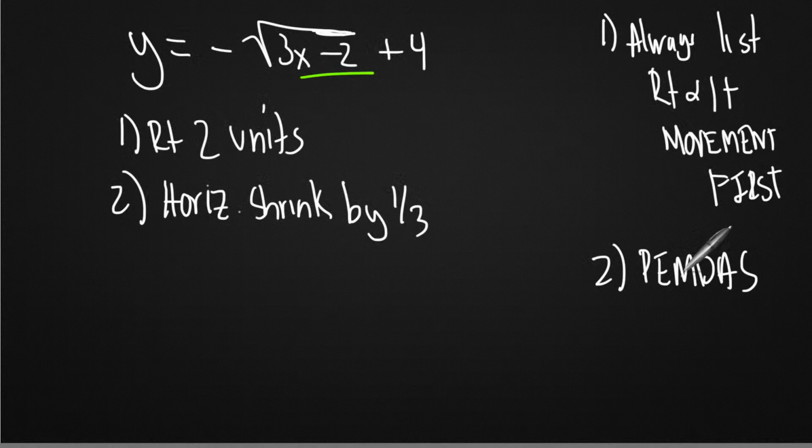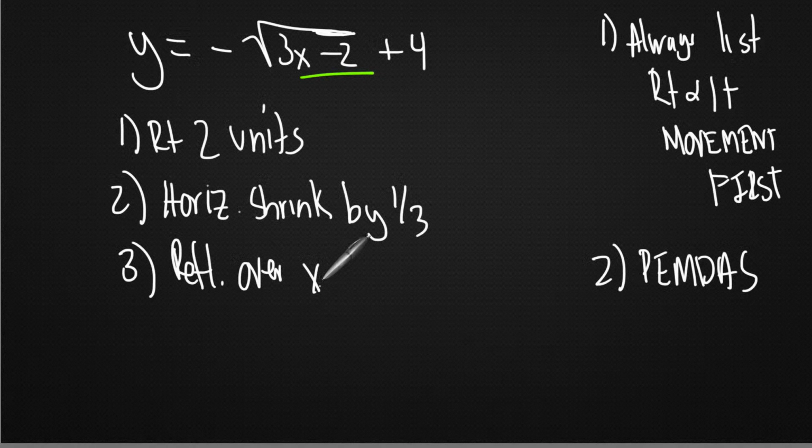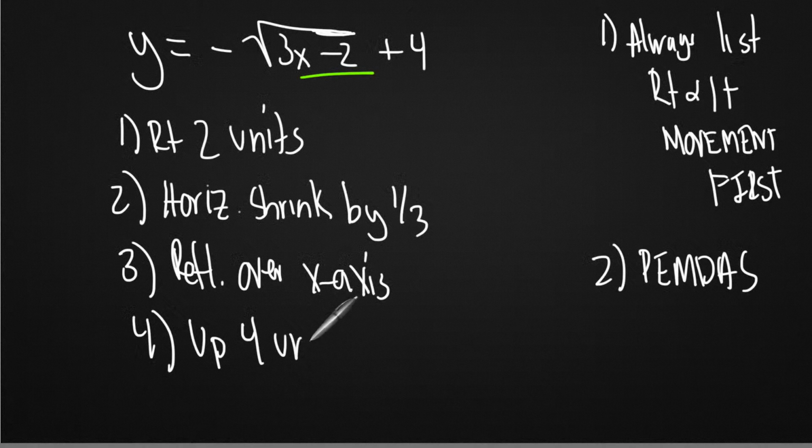Okay, parentheses, exponents, multiplication. So you're going to go outside and look at what's being multiplied. And you notice that the whole function is being multiplied by negative. So that's a reflection over the x-axis. And then the last thing is addition and subtraction, plus 4. These are the easiest ones, up 4 units.